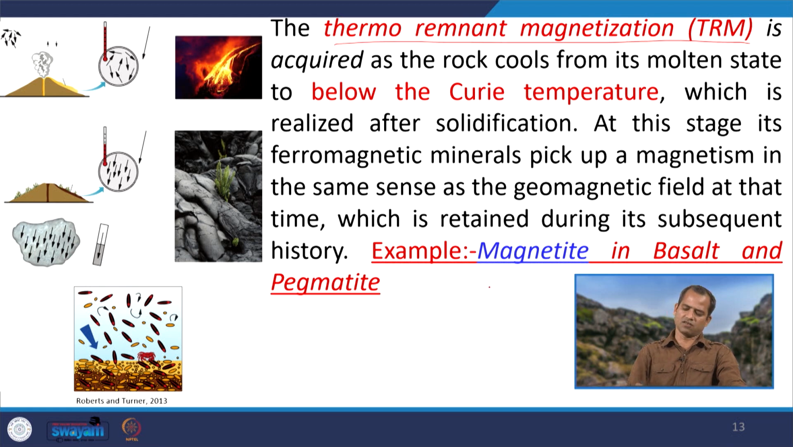An example is the magnetite in basalt. For example, if you see here, we have lava which is coming down, and there is no magnetization because it is above the Curie temperature. So, once the temperature goes down and reaches below this Curie temperature, the magnetic field in these minerals is frozen, and that freezing is according to the earth's existing magnetic field.